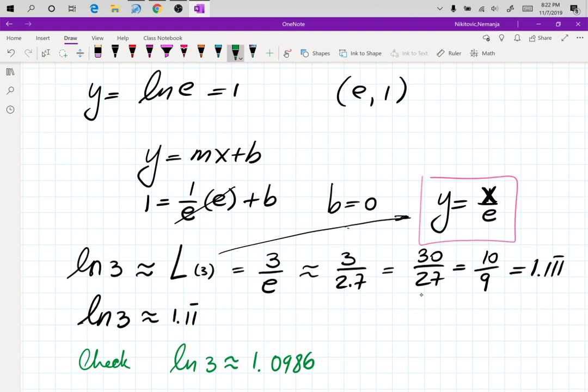You know that ln of 1 is 0. Okay, next one. ln of 1.1. ln of 1.2. Just keep doing these calculations over and over and over again.